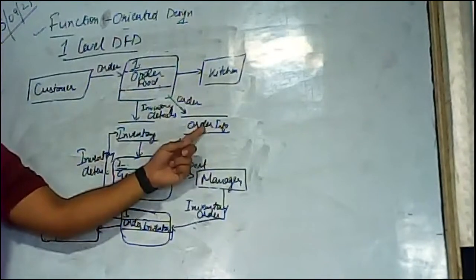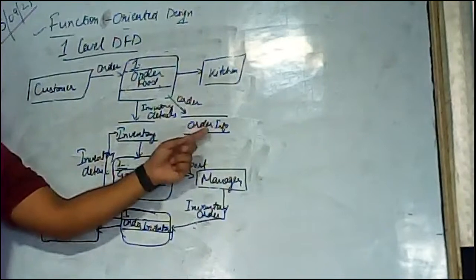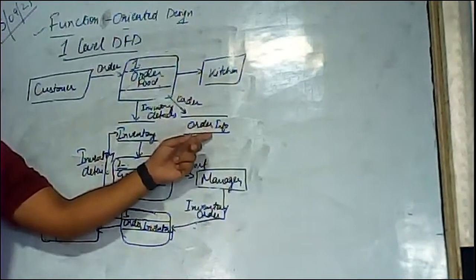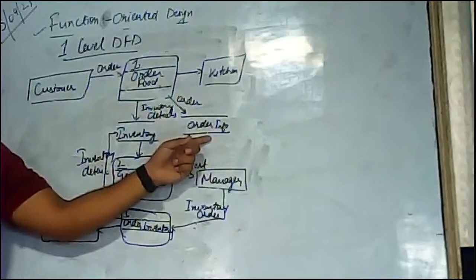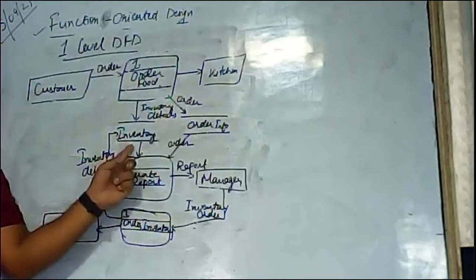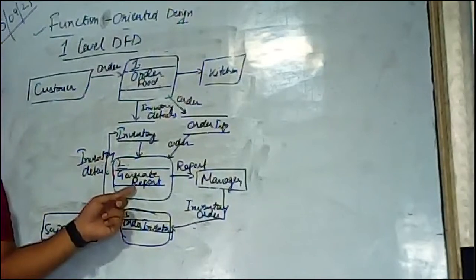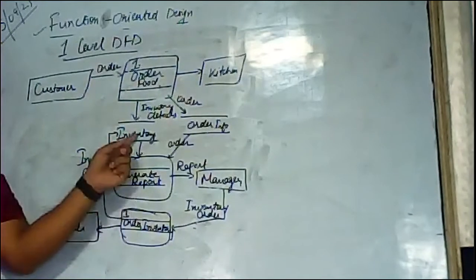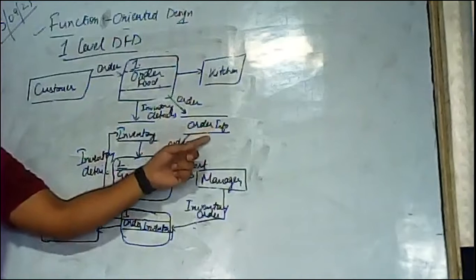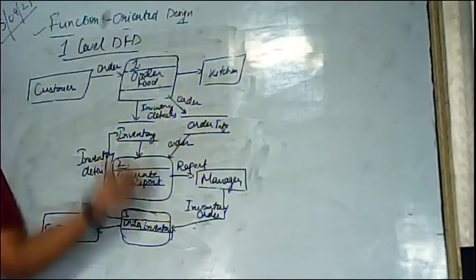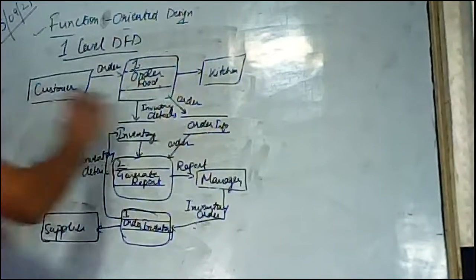All details of your order will be stored in your database. This is your database, and this is your inventory database. And after inventory, there is a report that is generated from your inventory and also from your order information. This is also a process. This is also a process.